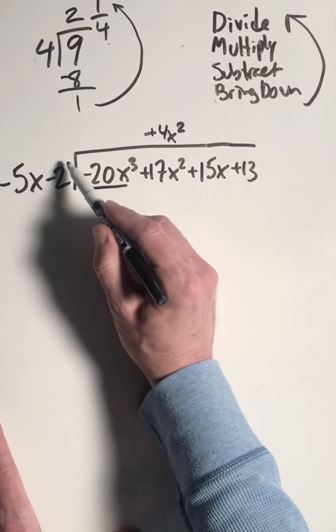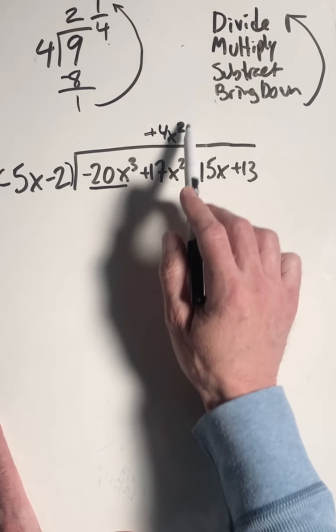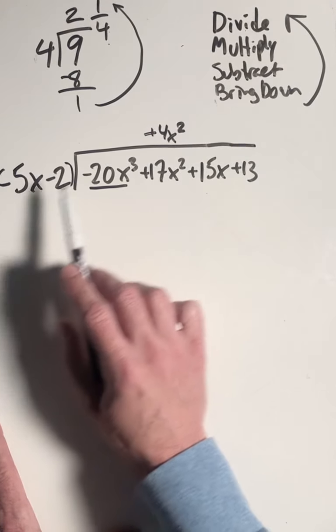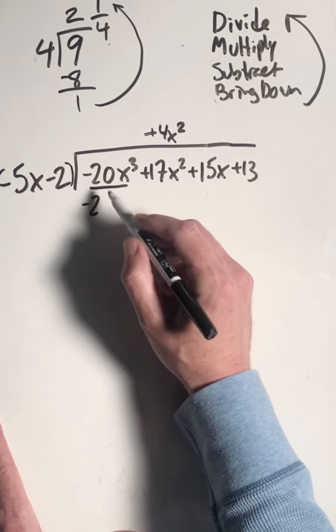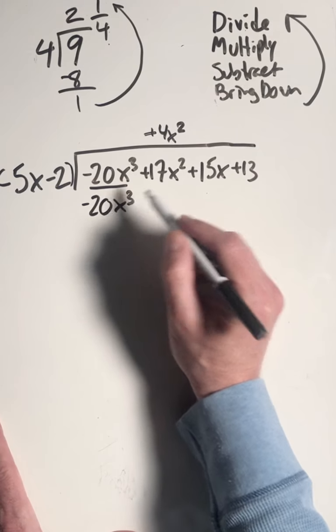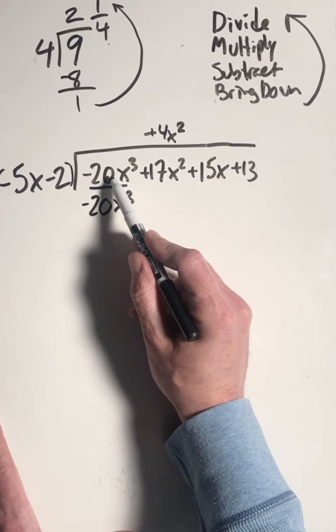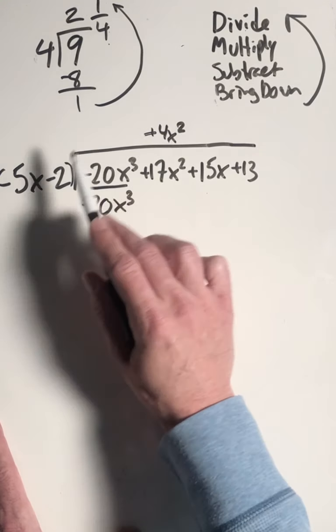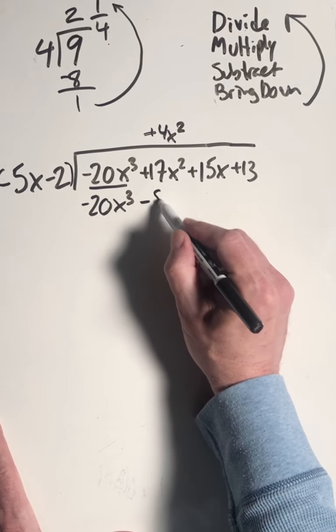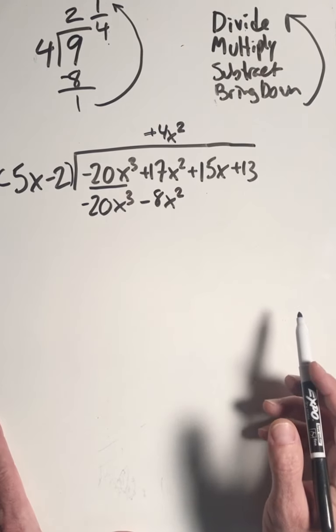Next, we will multiply or distribute the positive 4x squared over this binomial. Positive 4x squared times negative 5x is negative 20x to the third, which is identical to this, and it has to be, so I know I'm on the right track. Positive 4x squared times negative 2 would be negative 8x squared.